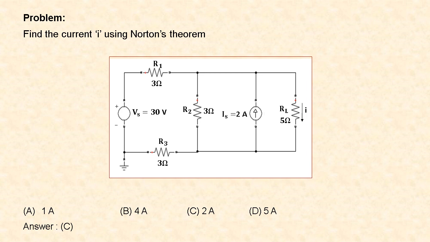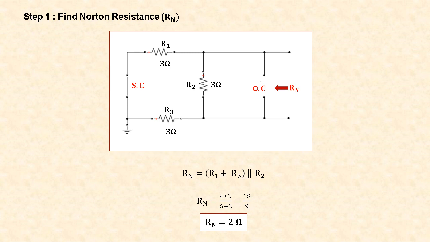The answer is C 2 amps. Let us see how we got this answer. First step to find the Norton's equivalent circuit is to find the Norton's resistance. For this, we have to short circuit the voltage source and open circuit the current source. And also we have to remove the target element.